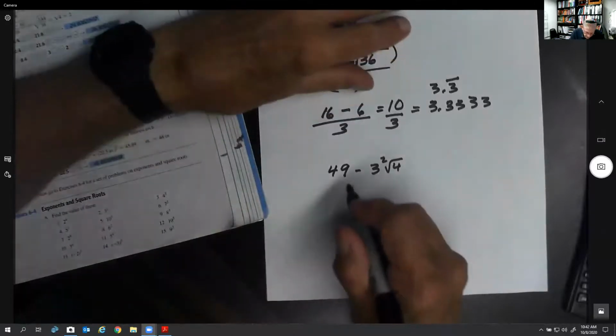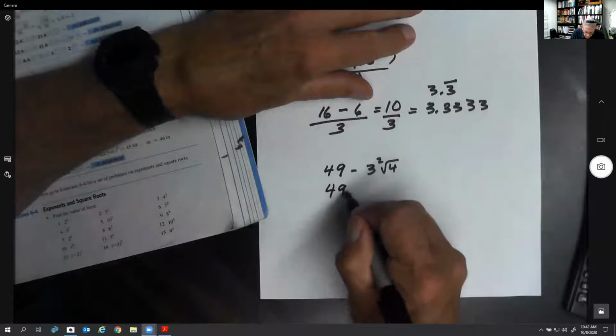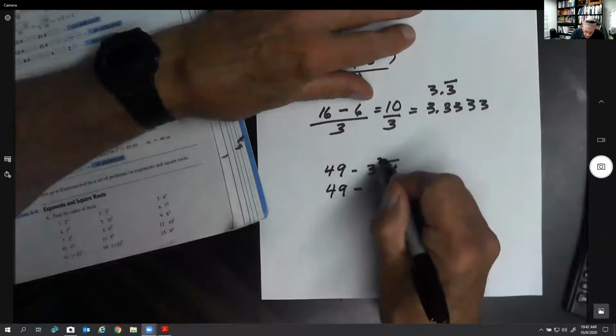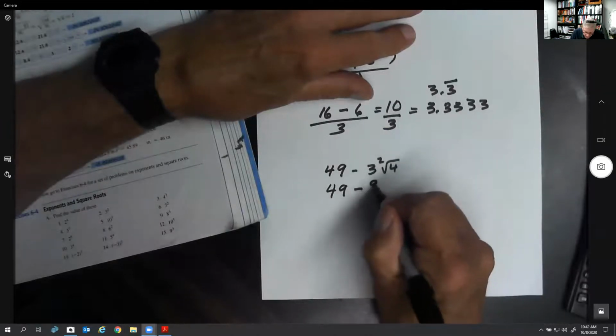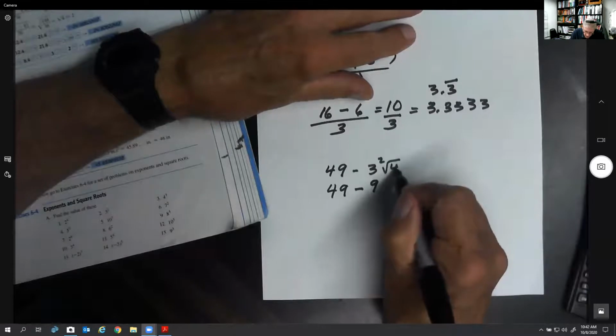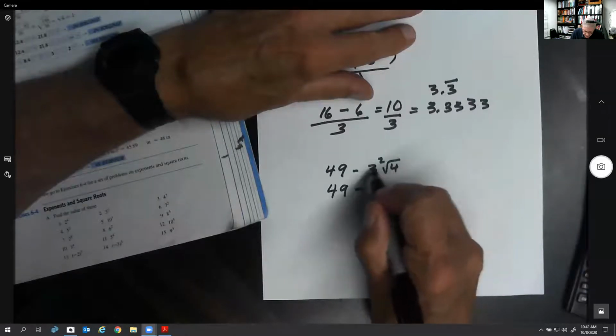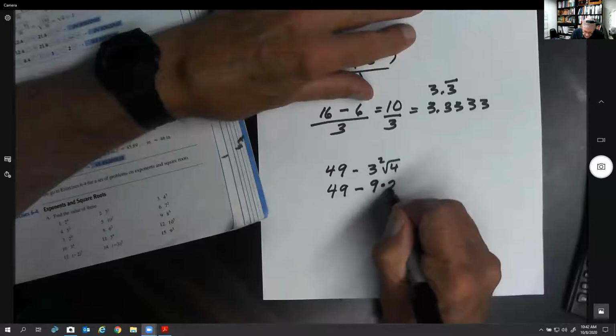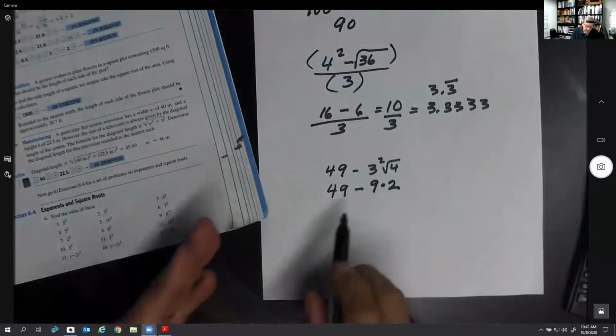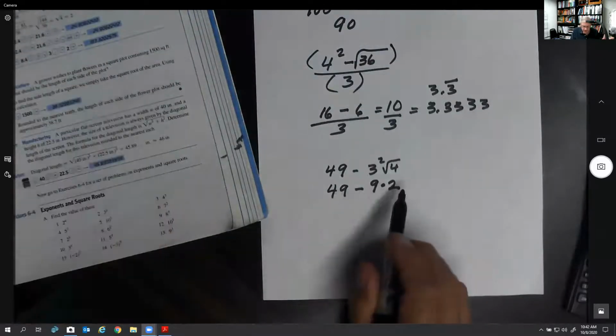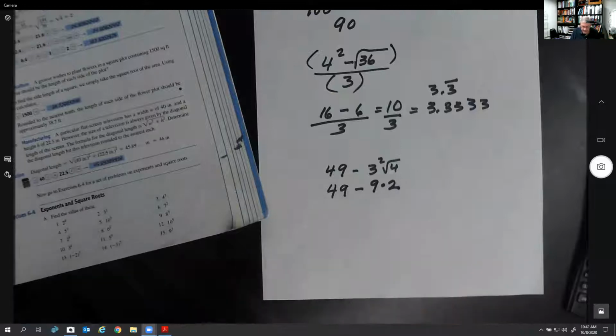So this is 49 minus 3 squared. Let's do that right away. 9 times the square root of 4. This means times if there's nothing between them. So again, your mind is saying 49 minus 9 is 40, times 2 is 80.